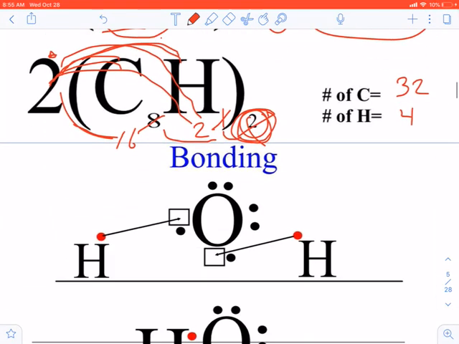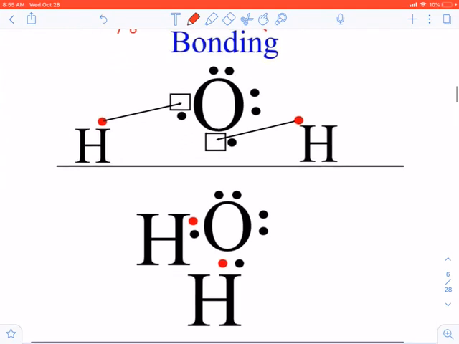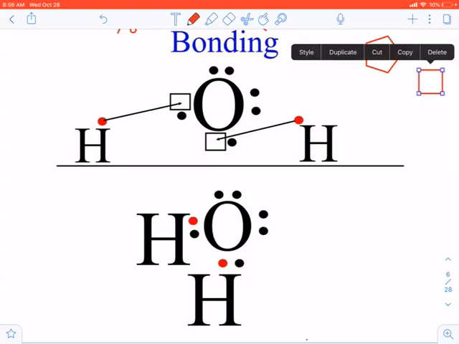So how does this lead to bonding? Well, what this all leads to is the idea that if I dump in an entire bucket of O and an entire bucket of hydrogen into a box, what would happen? Well, this would happen. Okay?